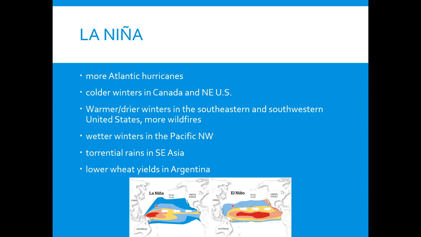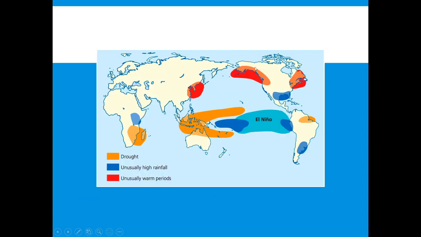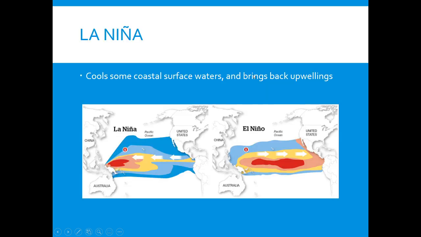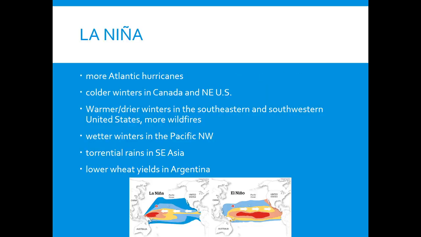Now, during a La Nina, you're usually going to see more hurricanes in the Atlantic, colder winters in Canada and the Northeast United States. There are also going to be warmer and drier winters in the southeastern and southwestern United States, typically causing more wildfires. The winters in the Pacific Northwest will be a little bit wetter because if you remember from the El Nino year, those are areas that are usually warmer. So during a La Nina, you're going to have the opposite.